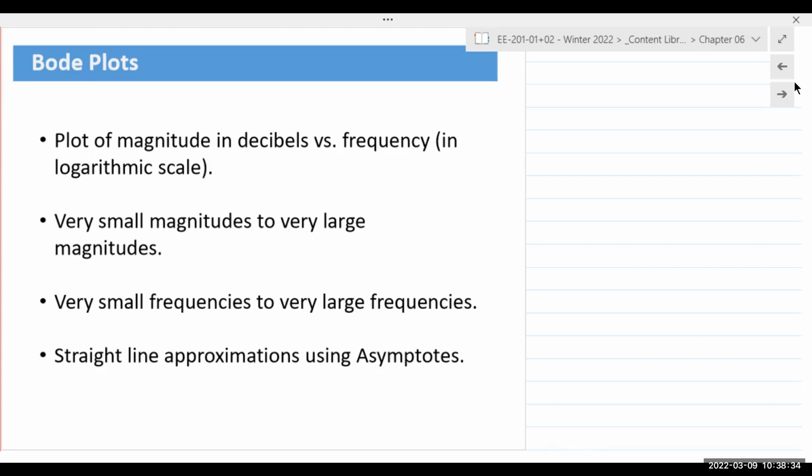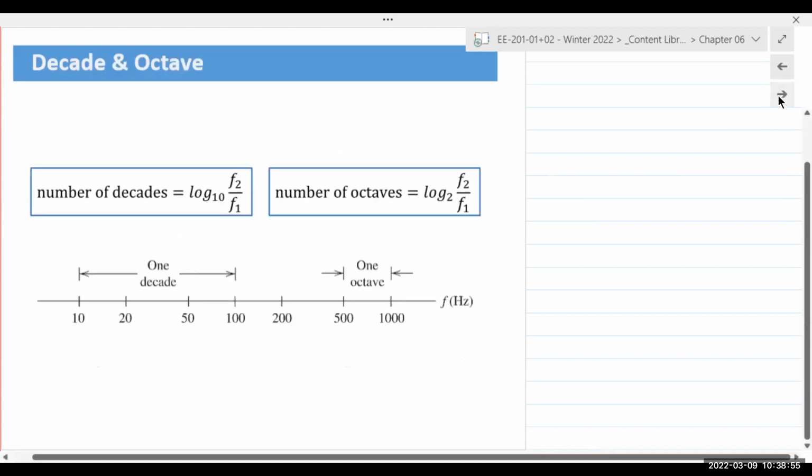And so what Bode plots do is it allows us to plot a very wide range of frequencies on the x-axis and a very wide range of values of the magnitude on the y-axis. And the way we do it is we compress it by using the log scale. Okay. So let's first look at the x-axis.